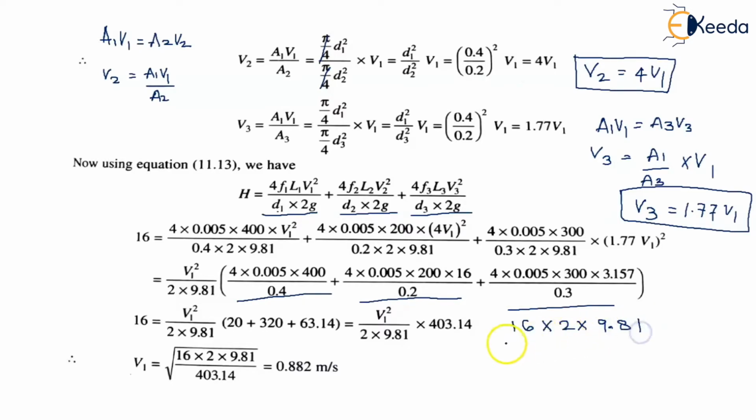divided by 403.14 is equal to V1 square. So taking square root on both the sides, this can be written as V1 is equal to square root of 16 multiplied by 2 multiplied by 9.81 divided by 403.14. So we get V1 as 0.882 meter per second. Now we need to calculate discharge. So discharge can be written as Q is equal to A1 V1.